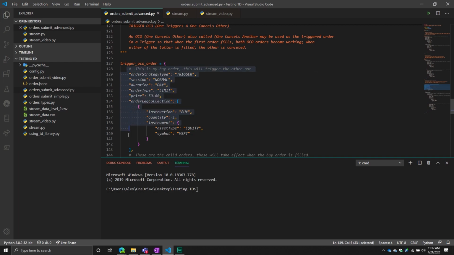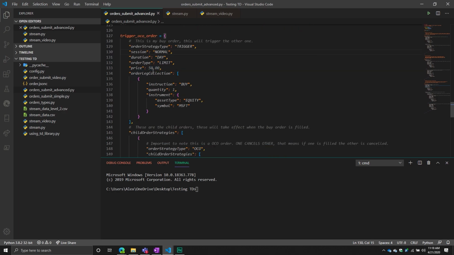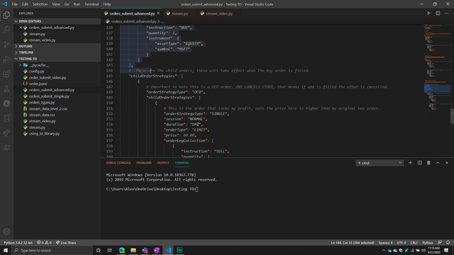You have your main trigger order. Just imagine I don't see anything below this. This is what will trigger the OCO order. So in this situation, my order strategy type is trigger. I have a limit order where I'll buy one share of Microsoft at a limit price of 50. Again, this is a fake price, it's trading much higher than that. But once this order executes, it will then trigger an OCO order.